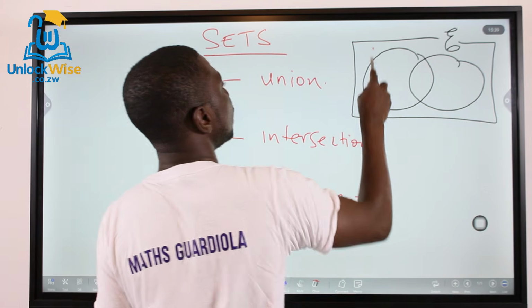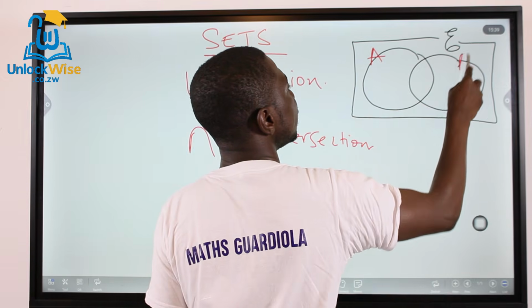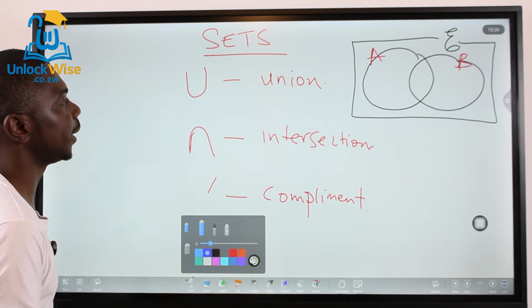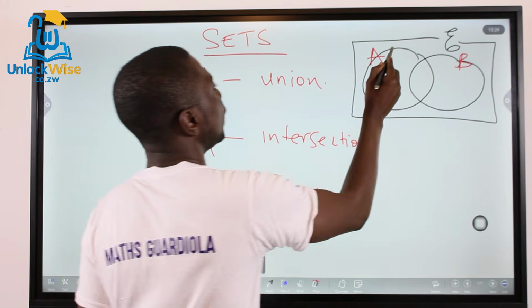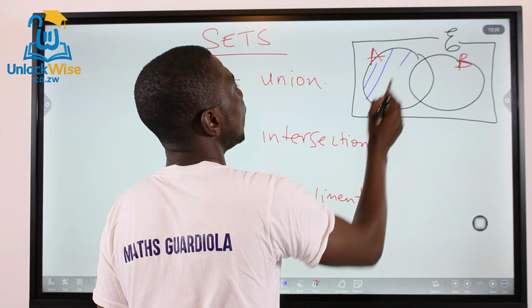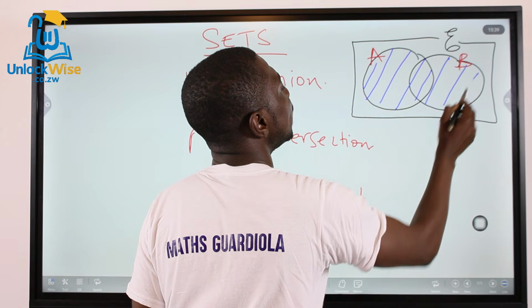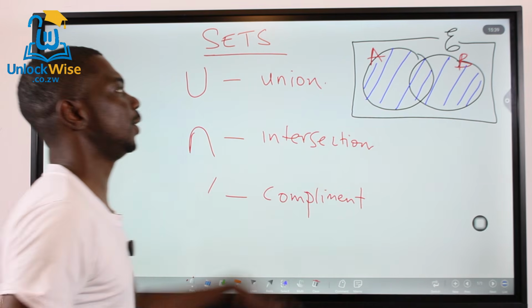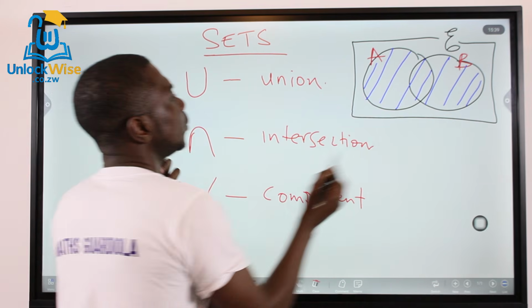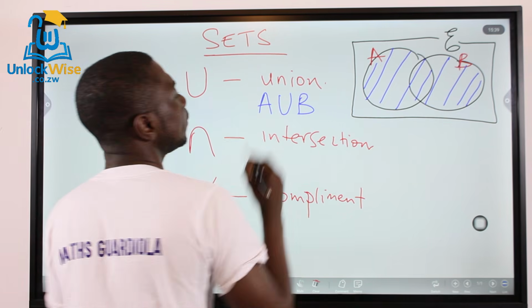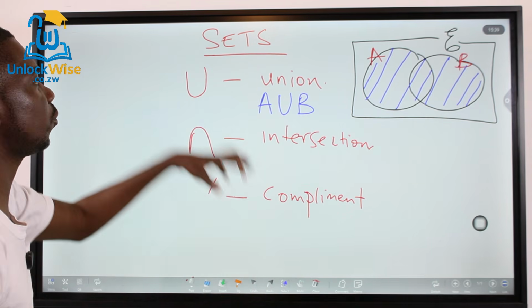Let's call this set A, let's call this set B. If we say we want union, it means we want everything that is in A and everything that is in B. We are uniting everything that is in A and in B. So this is something like A union B. We have united everything. We have combined everything.